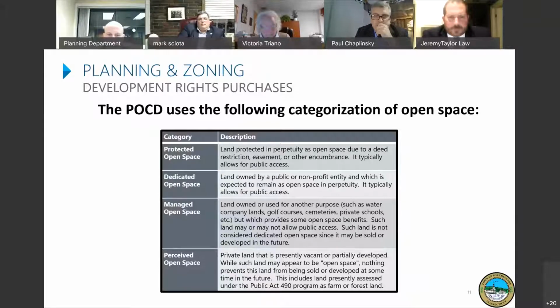Managed open space is land owned and used for another purpose, which could include golf courses, as we're discussing this evening. And then perceived open space is private land, which is presently vacant or partially developed, but which has no protections at all from being developed. Properties in the Public Act 490 program, farmland, or in this case, the Southington Country Club are examples of perceived open space that folks may drive by and say that looks great, but unfortunately there's no protection from development.